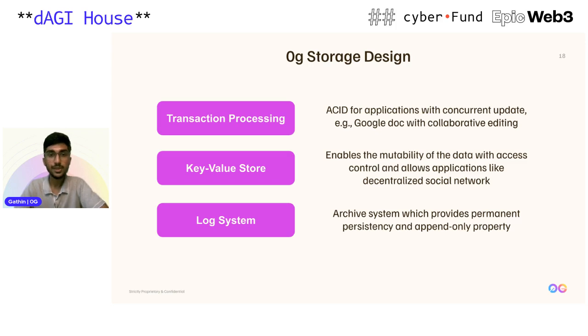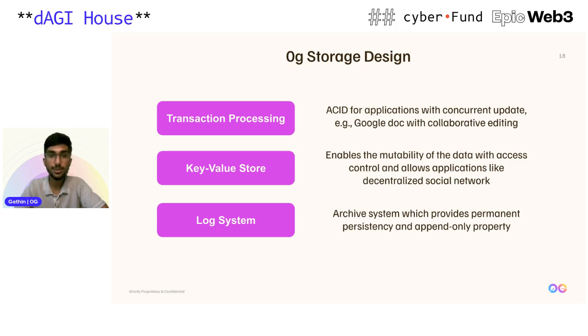So next is the key value store. It enables the mutability of data with access control and allows applications like decentralized social networks. By providing a key and value pair, you could restrict who can access the data and who cannot. All this is available in the KV store of a blockchain node. You could run this blockchain node on your own system, which I will be explaining in the developer onboarding part.